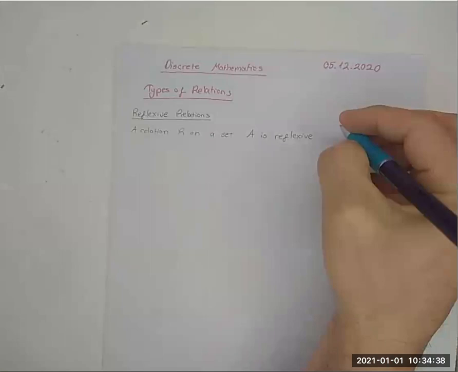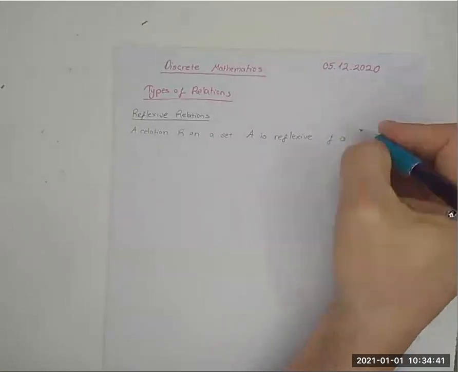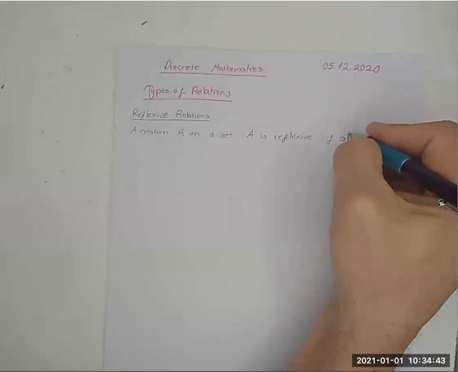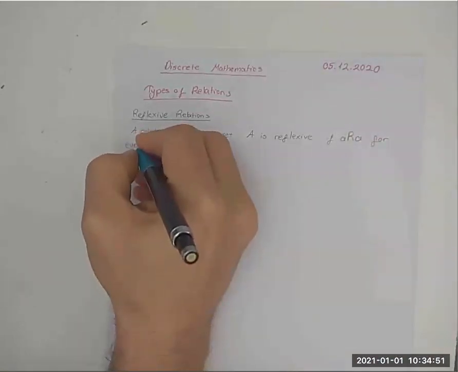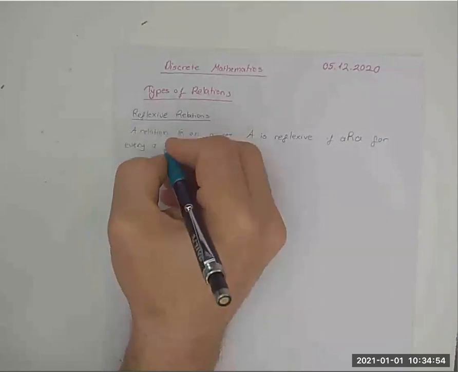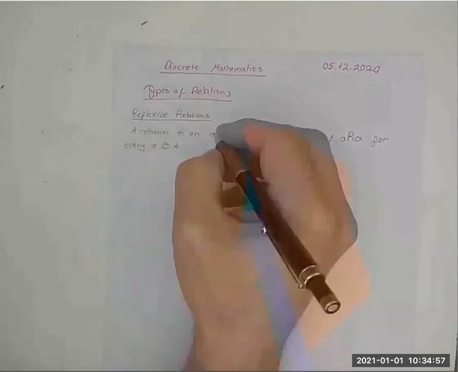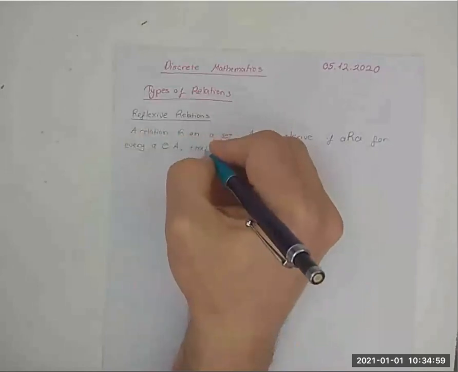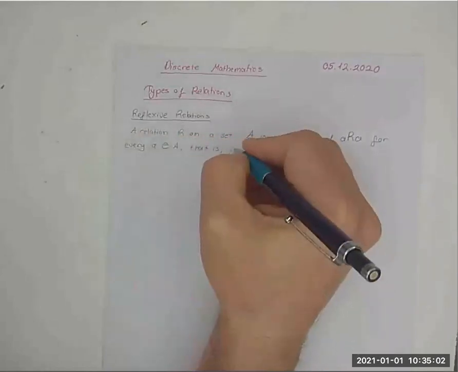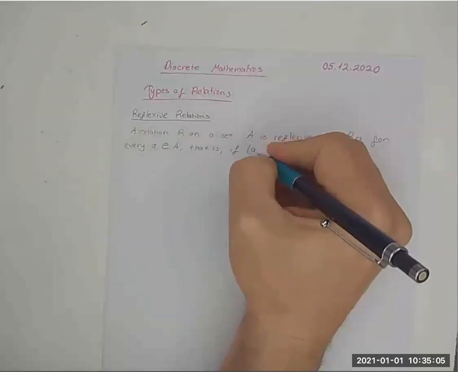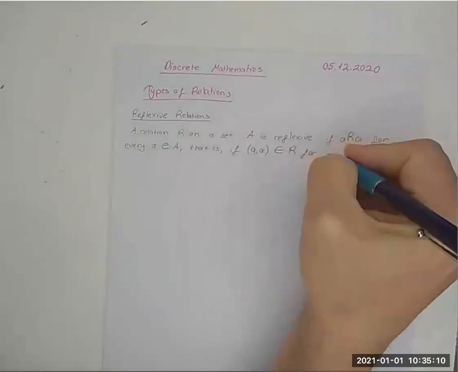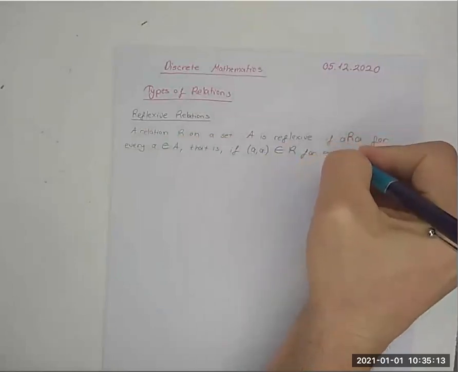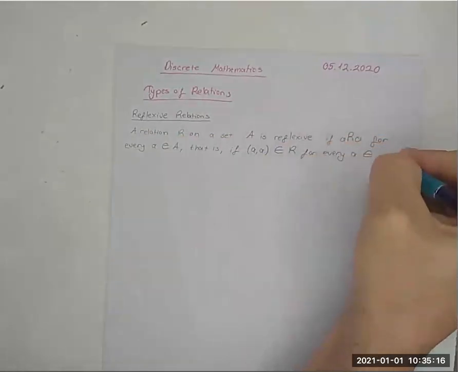If a is an element of the set A, then the pair (a, a) is a member of R, for every a that is a member of A.